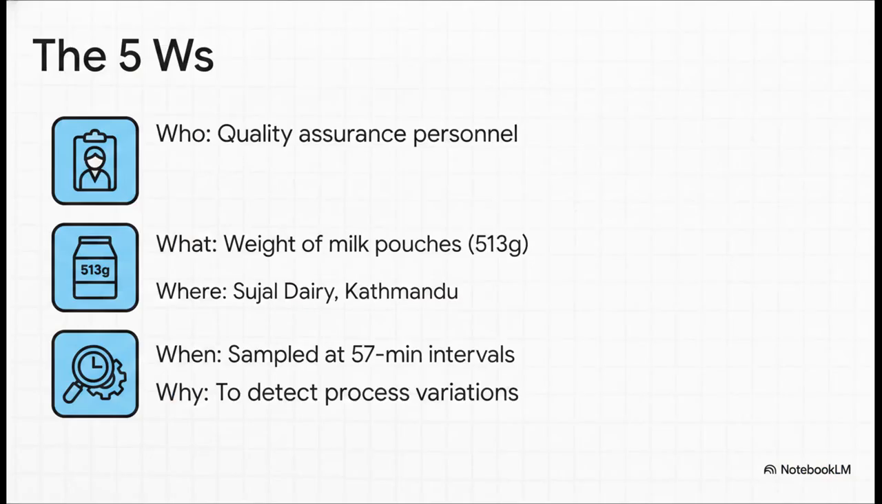Grounding our data collection with the 5 Ws makes the whole setup incredibly clear before we even touch the math. This is a real, actual study from Sujal Dairy in Kathmandu, Nepal. The team there wanted to monitor the weight of packaged pasteurized milk pouches, and they were aiming for a strict target of 513 grams. They sampled the production line at exact 57-minute intervals to build out their data set.